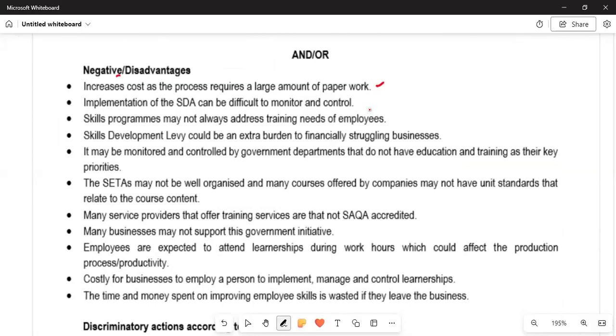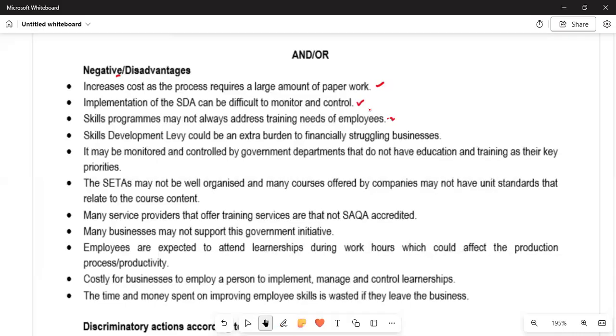The implementation of the SDA can be difficult to monitor and control. So you find that it's very difficult to control the implementation of this act, whether the businesses are complying with it or not. Some businesses may cheat, whereby the programs they are offering are not responding positively to the needs of these employees. So that is why it becomes a disadvantage.